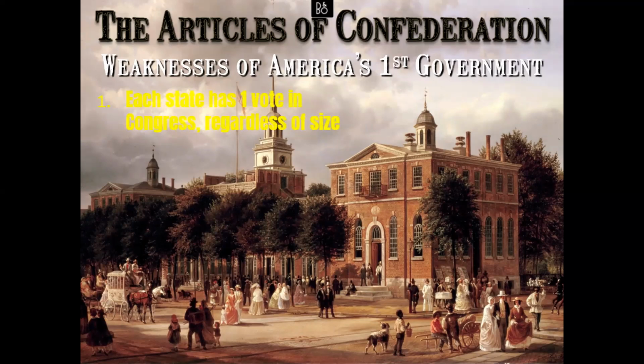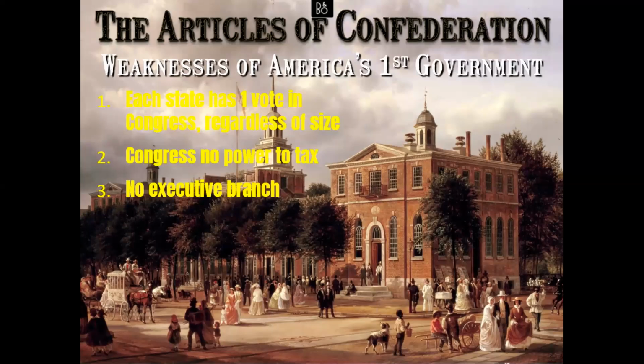The Articles of Confederation was America's first try at a new government after the Revolutionary War. And we talked about there being so many weaknesses, due to fighting for independence from Britain. They don't want to fall back into the same condition with such a strong central government. So each state has one vote in Congress, regardless of their size. One of the weaknesses is that Congress really has no power to tax, so there's no way for them to raise money. There is no executive branch, and part of the executive branch is the president, and they're scared of kingship at the time, so of course they did not want that. So that's a weakness of the Articles of Confederation.